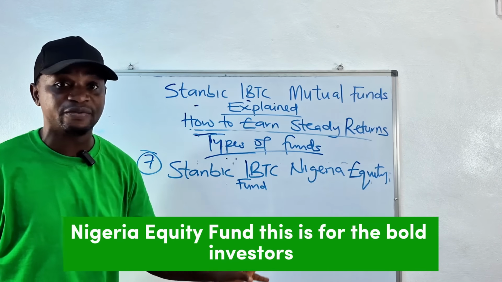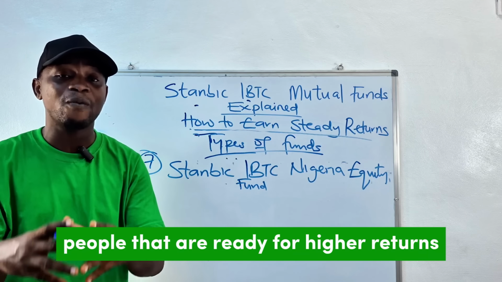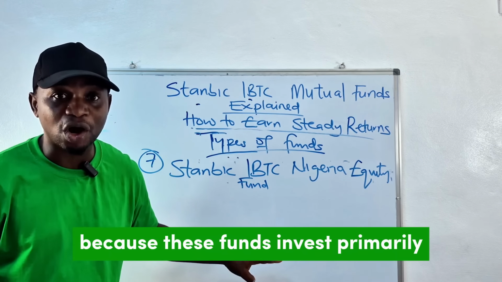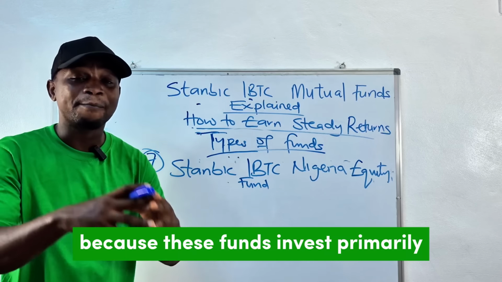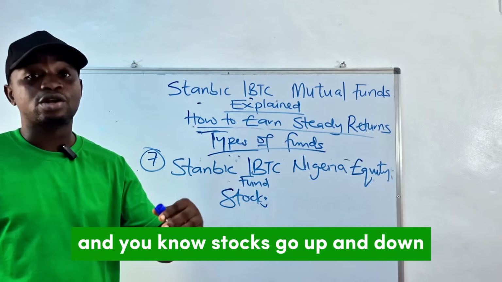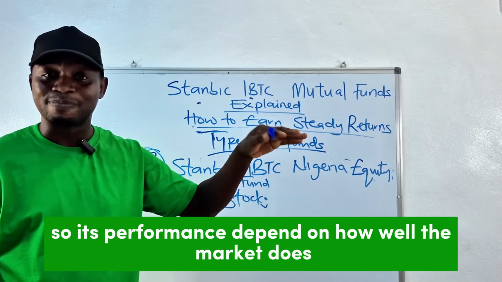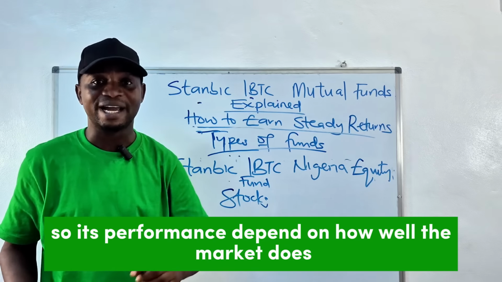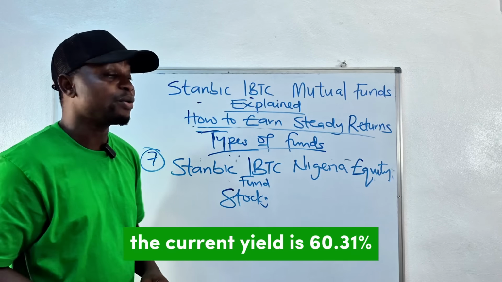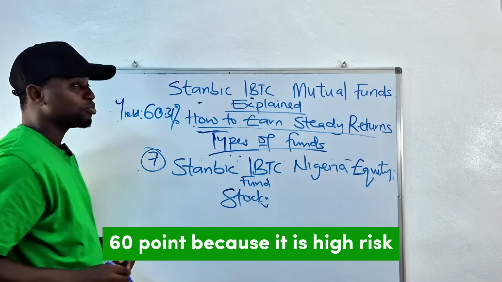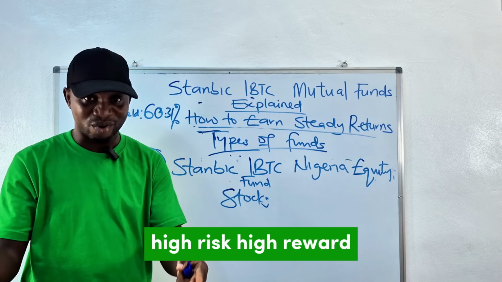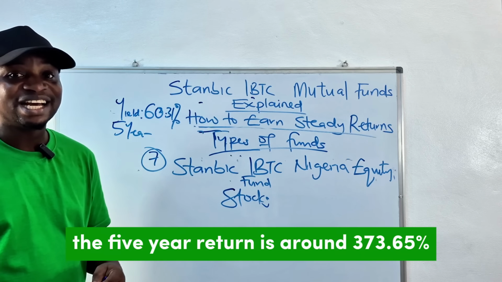This is for the bold investors, people that are ready for higher returns and also okay with short-term risk. Because these funds invest primarily in Nigerian stocks, and you know, stocks go up and down. So its performance depends on how well the market does. The current yield is 60.31%. 60 points, because it is high risk. High risk, high reward. The 5-year return is around 300%.